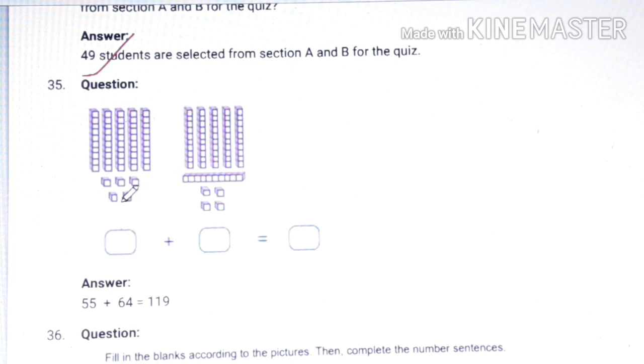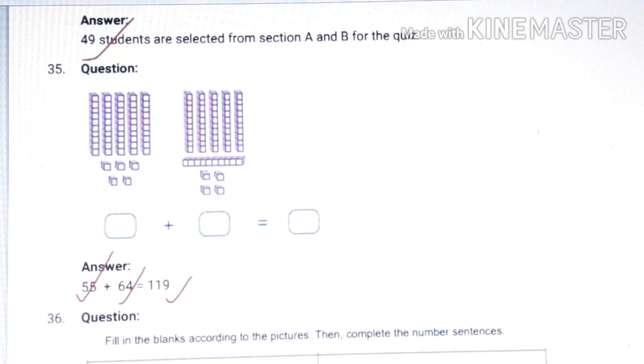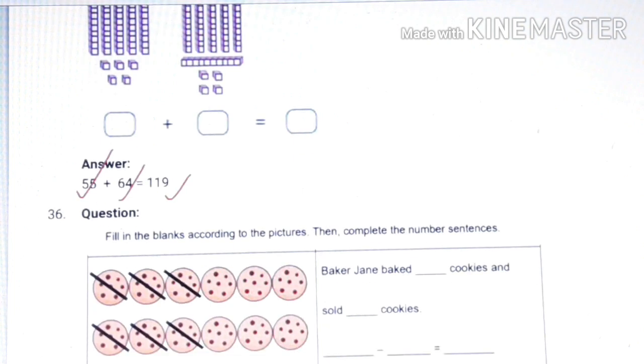Now you have to count these cubes. You will get 55 plus 64, that is equal to 119. So the answer is 119. Okay. Then question number 36. Baker Jane baked how many cookies? In total, how many cookies are there? There are 12 cookies. Okay. And sold how many cookies? 6 cookies. So how can you form it in the form of subtraction, children? 12 minus 6 is equal to 6.